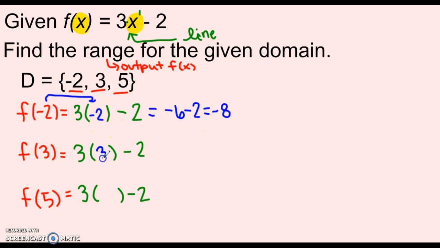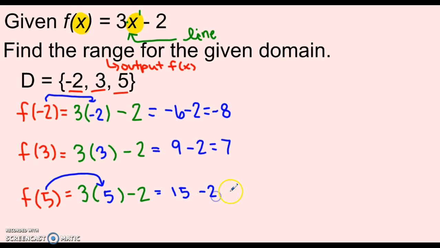And then we've got f of 3. So 3 times 3 is 9 minus 2, which is 7. And 5 gets plugged in last. So 3 times 5 is 15, minus 2, following our order of operations, and that gives us 13.